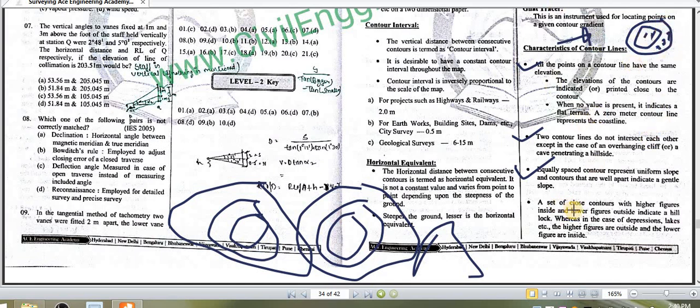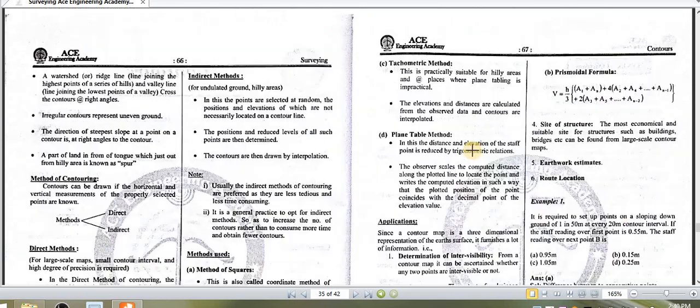And if the lower values are inside and the higher values are outside, that is representing a depression. So a set of closed contours with a higher figure inside and lower figure outside indicates a hill, whereas in the case of depressions, lakes, etc., the higher figures are outside and the lower figures are inside. So by the values also we can find out whether it is a hill or a depression.